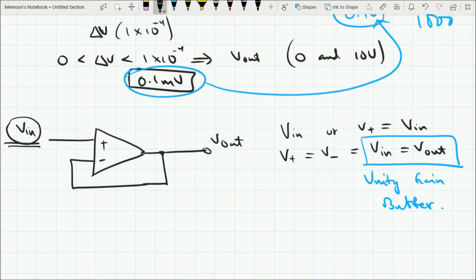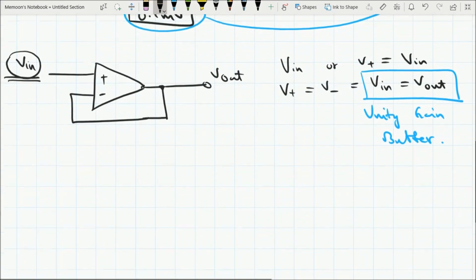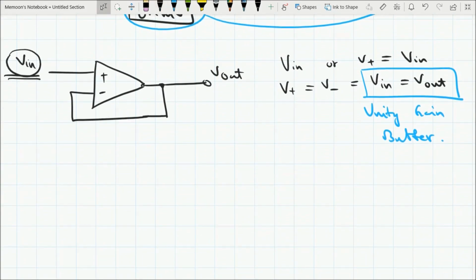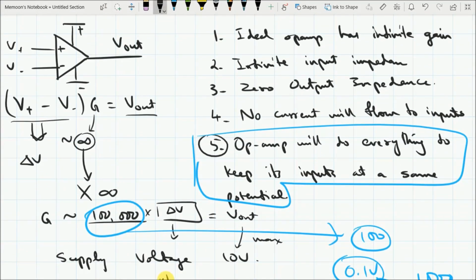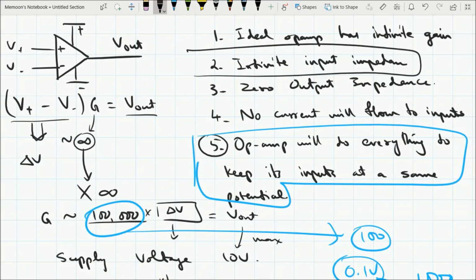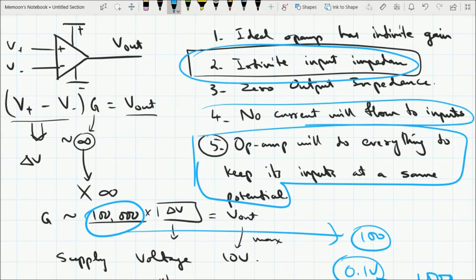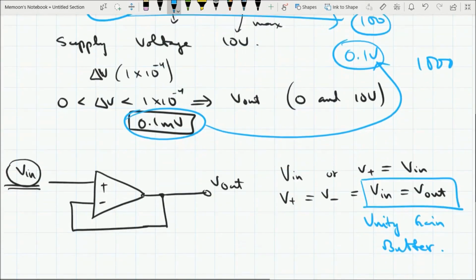Does it sound useless? In the first glimpse, maybe. But this particular unity gain buffer is a very important and very useful circuit, because if we see the other 4 rules, the op amp has infinite input impedance, and the op amp has no current flowing to the inputs, and it has a 0 output impedance.